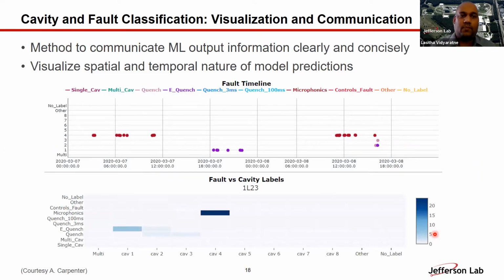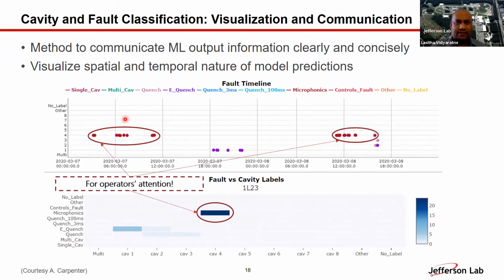With the models well trained and deployed, we had to come up with a method to communicate machine learning output information in a clear and concise manner. For that, we built a tool that can be used to visualize the spatial and temporal nature of these model predictions. This is a snapshot of that tool that we developed, which provides a timeline view as well as this kind of tabulated view. And this is an example case where we could quickly identify this microphonics fault happening in a very frequent manner in cavity 4 of cryo module 1L23, for example.